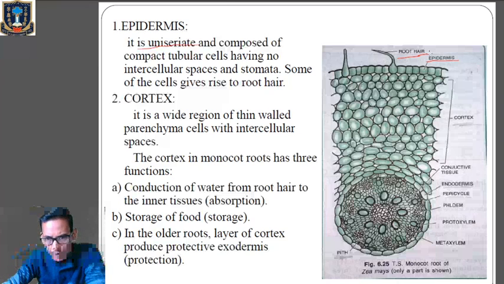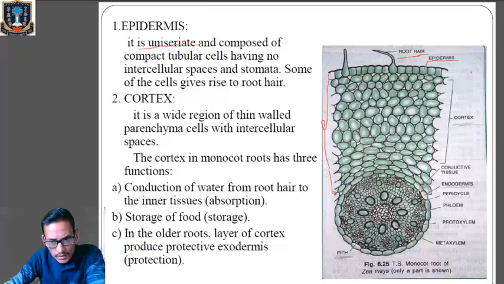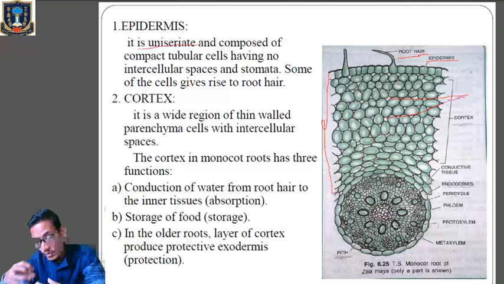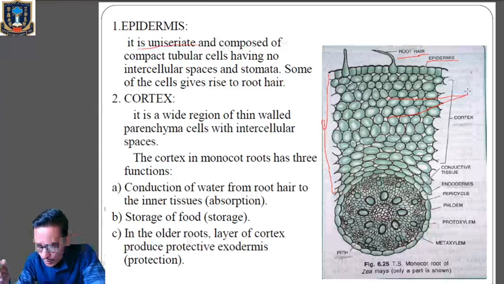This particular structure we are going to discuss. The cortex is the wider region of thin walled parenchyma cells with intercellular spaces. I have told you that the spaces between the cells are called intercellular spaces. In the epidermal part we don't find intercellular spaces, but in the cortex we will see the presence of intercellular spaces. These are the intercellular spaces which are present in the cortex. In dicot root it was storing the food materials, so here also it will store the food. And in older roots the outer zone of the cortex becomes thick walled due to the deposition of suberin, and it forms the exodermis.